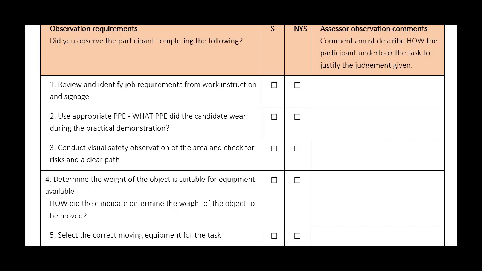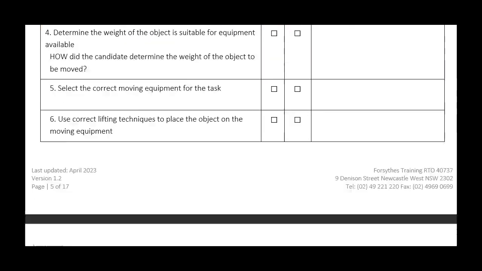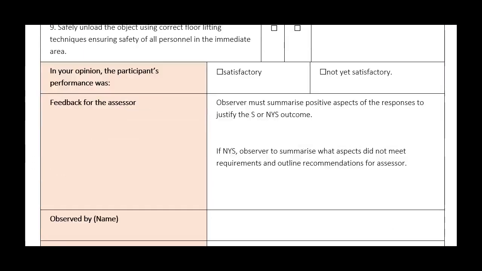What piece of equipment did they use? Where was it undertaken? Was it inside? Was it outside? And what were the conditions like? So there's a lot of things that we can write there as observer notes that actually help tell the assessor or lead the assessor to identify whether or not they should be making a judgment of competent or not yet competent.